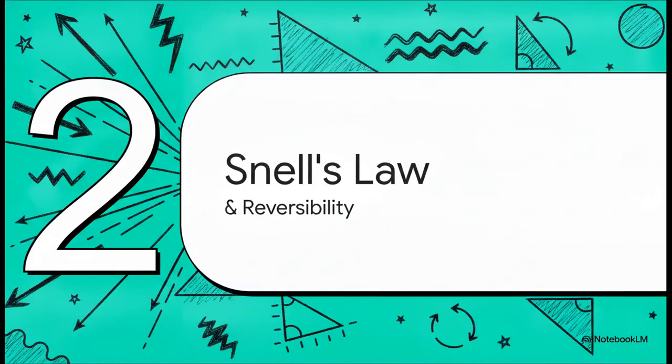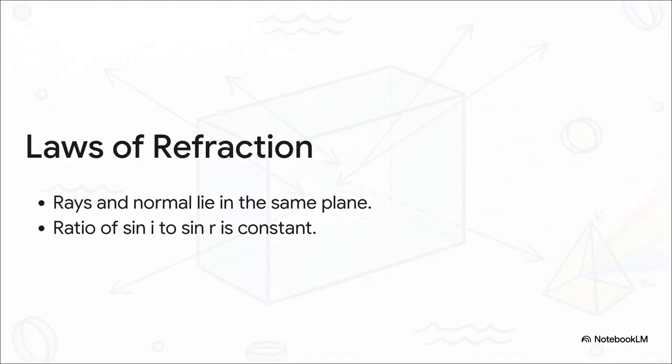Okay, moving on to section 2, Snell's law and reversibility. So we've got the physical phenomenon down. Now let's lock in the mathematical rules. Refraction strictly obeys two laws. The first one should sound pretty familiar if you remember the rules of reflection. The incident ray, the refracted ray, and the normal at the point of incidence all strictly lie in the exact same plane. They are flat against the same geometric surface.